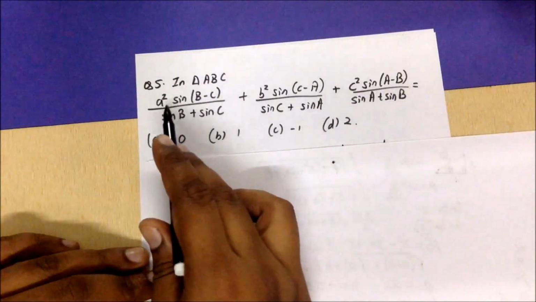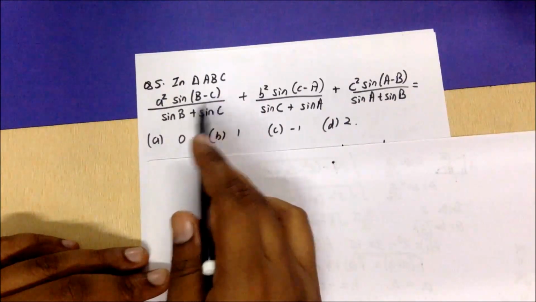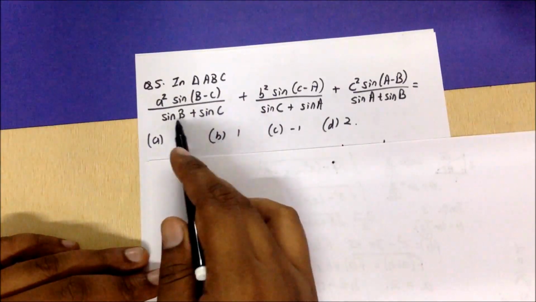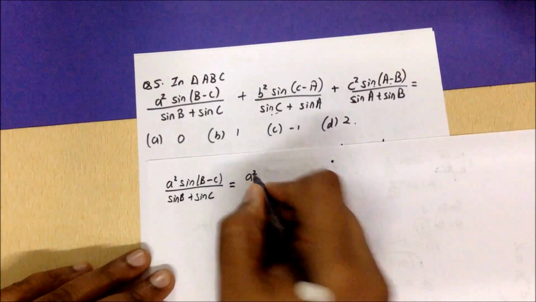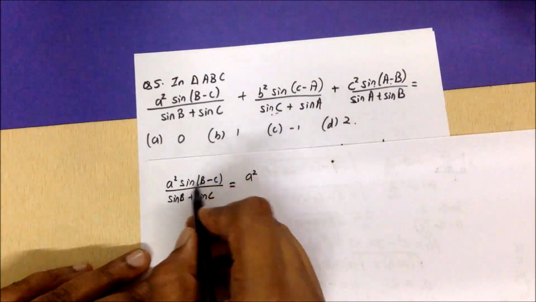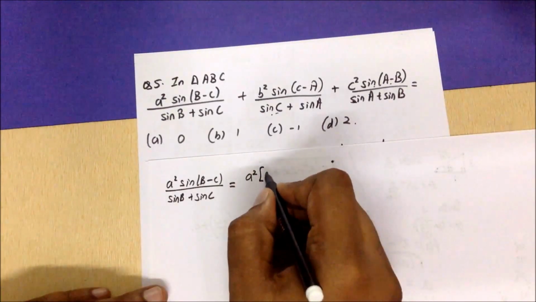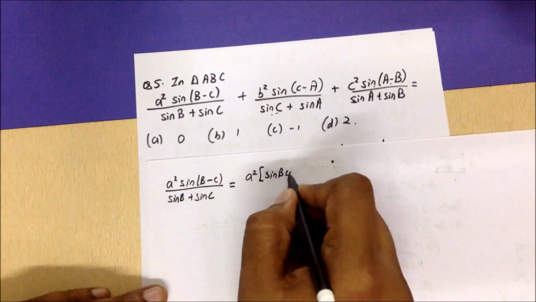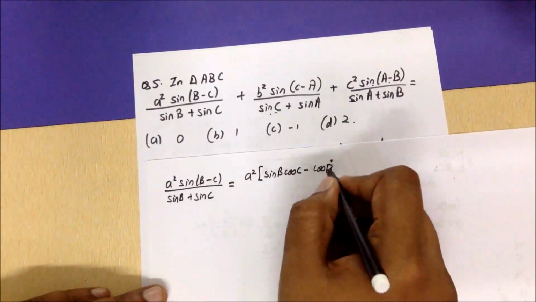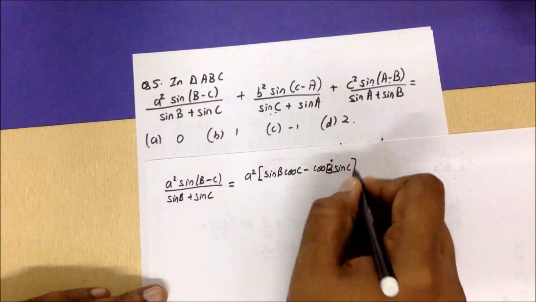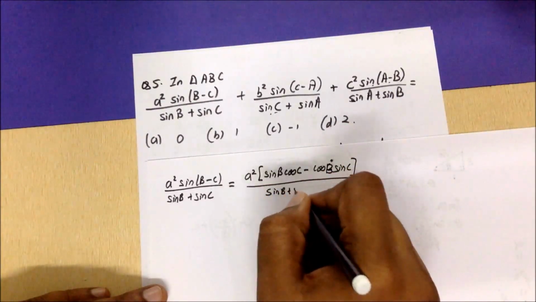Moving to the next one, we have in triangle ABC, a square sine b minus c divided by sine b plus sine c. So what you can do is take the a square common from here. Your sine b minus sine c, you can expand it. So that's going to be a sine b cos c minus cos b sine c divided by sine b plus sine c.